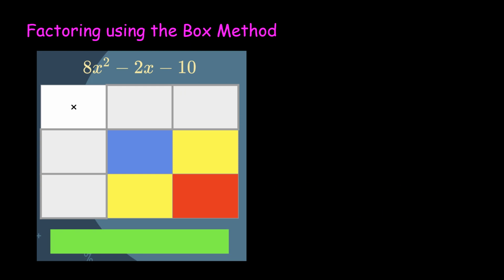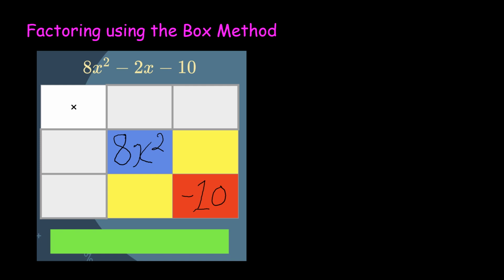On this slide, we're going to discuss a different presentation of the box method. First, we begin by putting our first term in the blue box, then our last term in the red box. So we have 8x squared minus 10. Okay. Now, our next step is to factor out the 8.